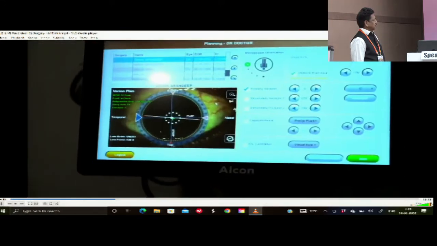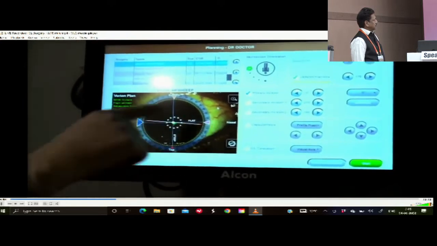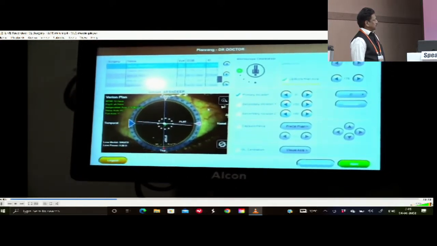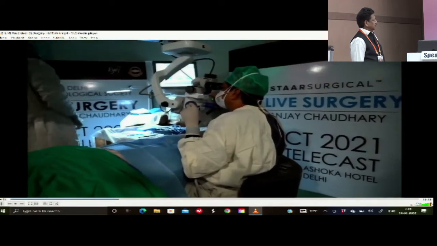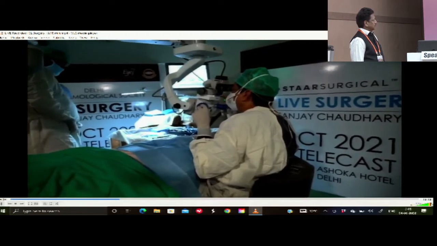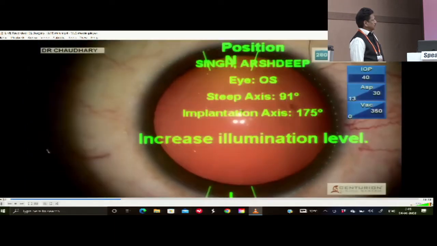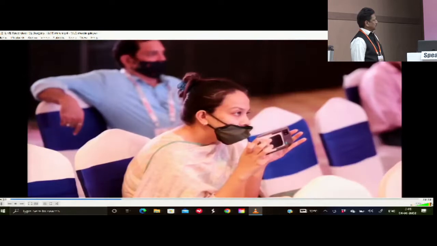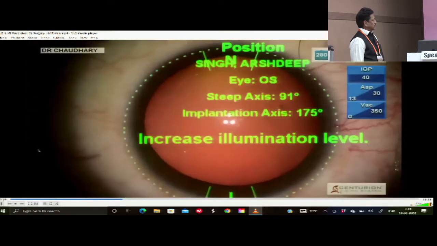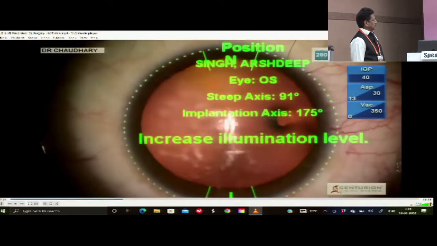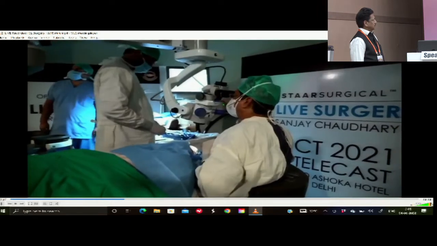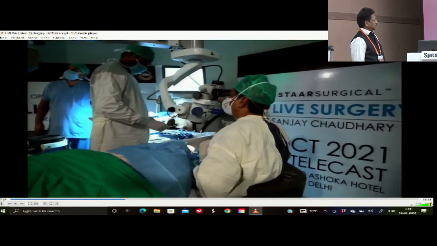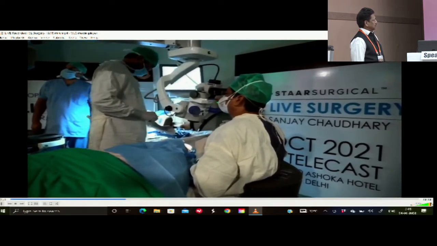So this is the screen which is going to show me that the axis planned is 175. Now coming to the eye. Now this patient, if you see, there is a ring there. This ring is of the Varion, and I am going to mark with the Varion a blood vessel which the Varion has already collected data in the Varion machine.